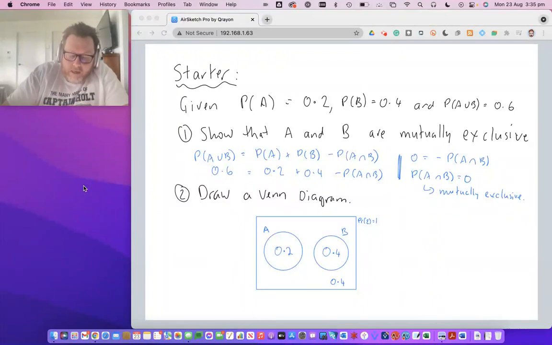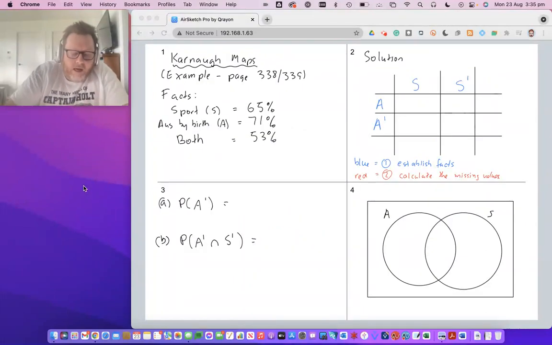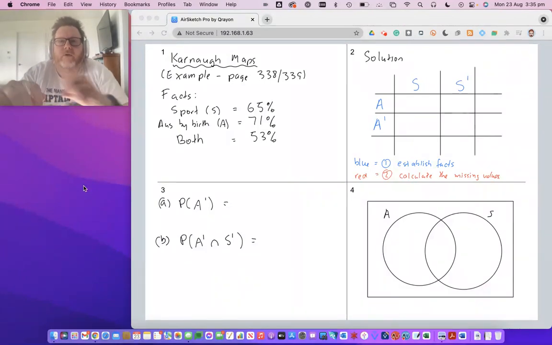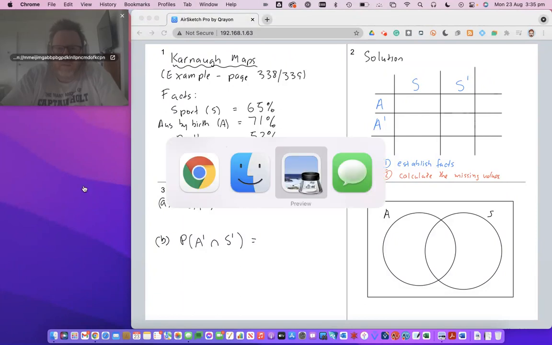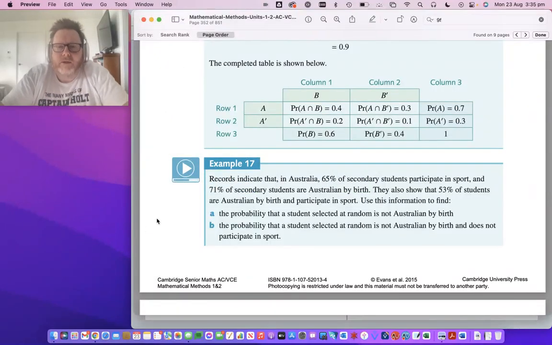Let's move on to the main learning for today, and I've got it set up already. It's on Karnaugh maps, sometimes called two-way tables, and we're stealing the example from page 338, 339 in your textbook. I'm just going to flick to that so we can see it. So here's example 17. Records indicate that in Australia, 65% of secondary students participate in sport. 71% are Australian by birth. They also show that 53% of students are Australian by birth and participate in sport. Then we have two things to find out: the probability that a student selected at random is not Australian, and the probability that a student selected at random is neither Australian by birth nor participates in sport.